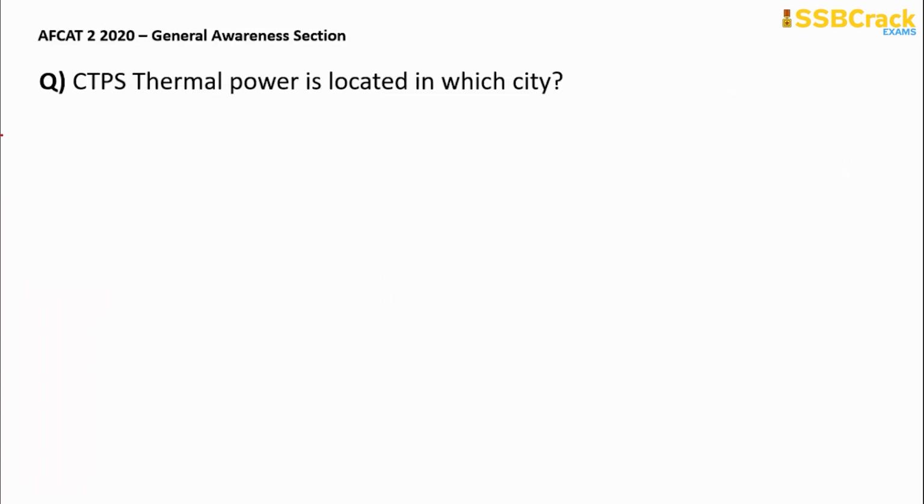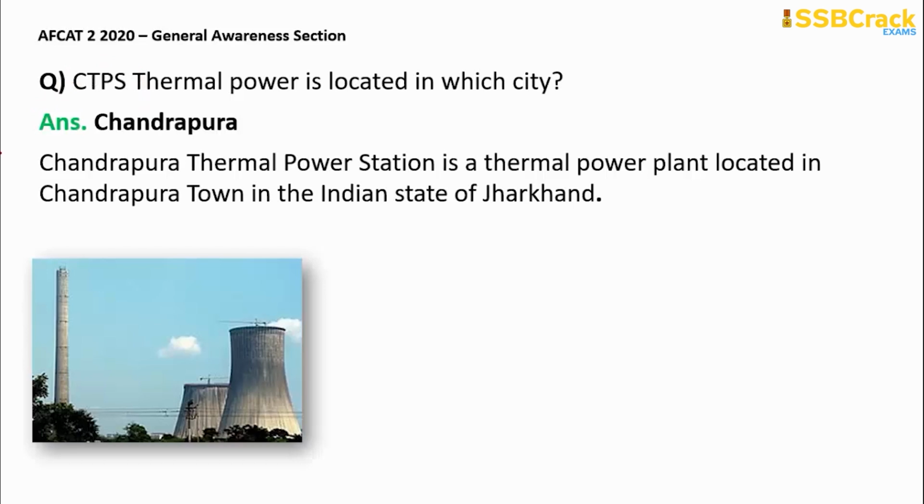Next question is, CTPS thermal power plant is located in which city? CTPS, if you know the full form of this, you can easily answer this question. So it is located in Chandrapura. CTPS stands for Chandrapura Thermal Power Station. It is a thermal power plant located in Chandrapura town, which is in Jharkhand state.